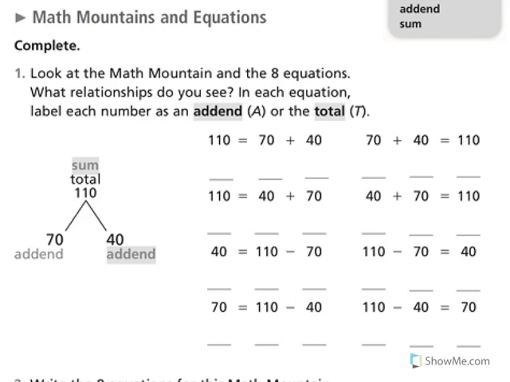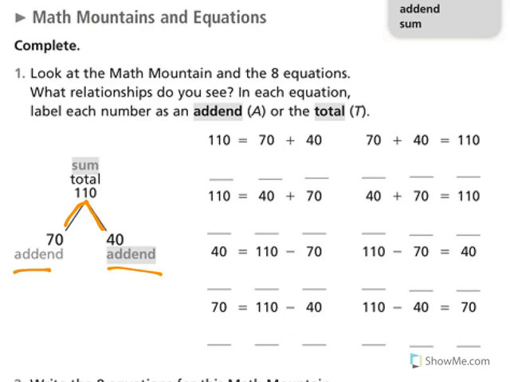You'll remember from previous years that in the math mountain, that's this shape right here, the total is always at the top and the 2 addends are at the bottom. Sometimes they're called partners, and sometimes the total is called sum, S-U-M. That's all the same thing.